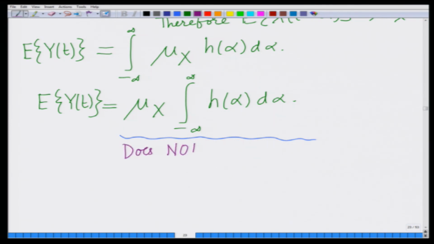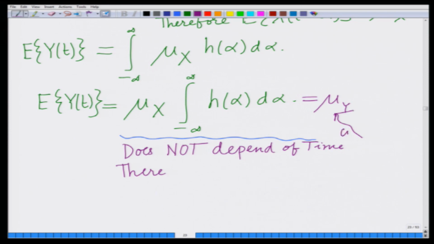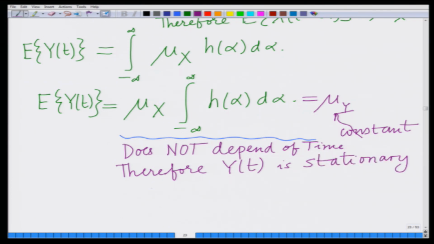So, this does not depend on time, you can clearly see. Therefore, this is equal to a constant, that is mu of y. Therefore, the output random process y of t is basically stationary in the mean.